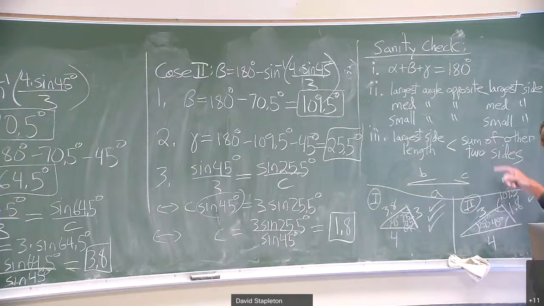Right? Largest angle, 109.5, is opposite 4. Second largest, 45, is opposite 3. And then the third one follows. Third largest is opposite 1.8. That checks. The largest side, 4, is less than the sum of the other two sides, 4.8. So that checks. That's probably right too.